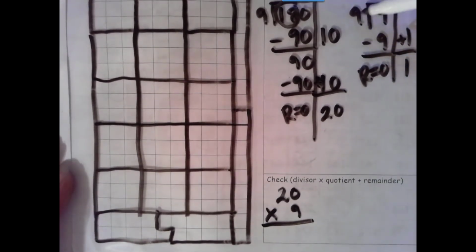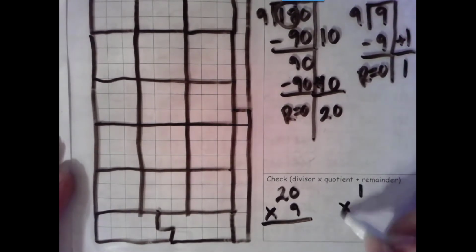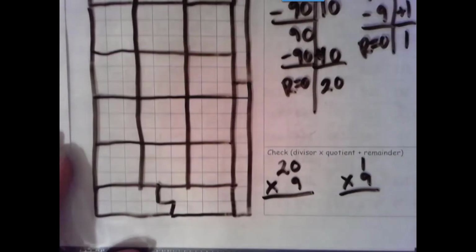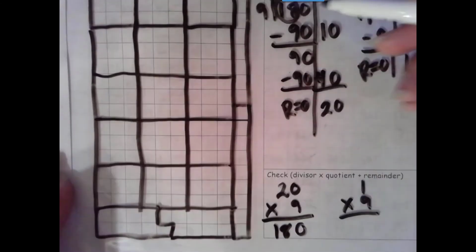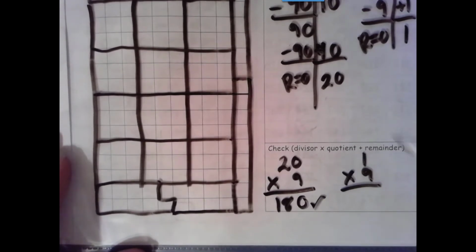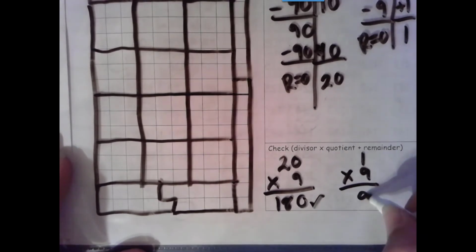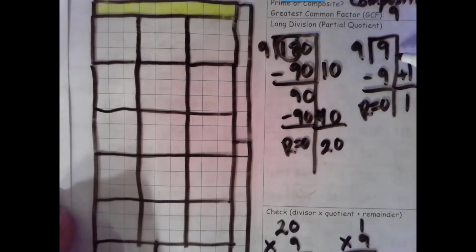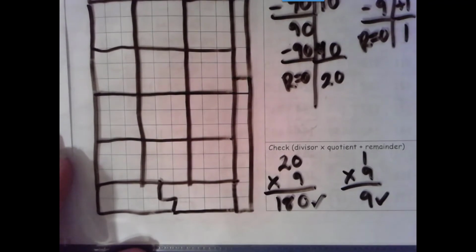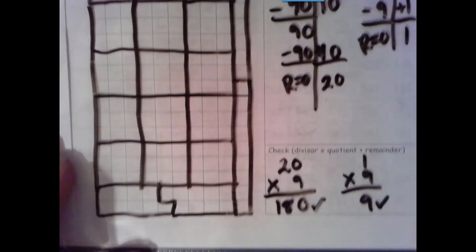Okay, and then over here we have our divisor times our quotient plus the remainder, same thing. 9 times 0 is 0, 9 times 2 is 18. That matches our dividend of 180, so that checks. Now what we end up with here actually is our identity property of multiplication. That says when you multiply by 1, it stays the same. That matches our dividend, so check. That means our denominator is definitely 20 and our numerator is definitely 1.